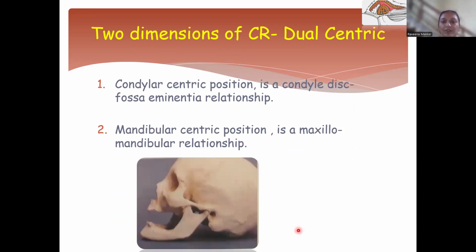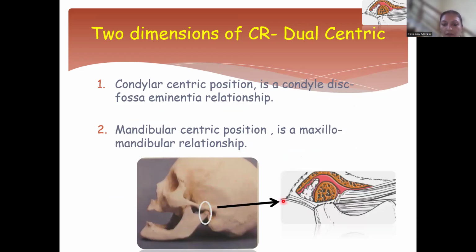Now, there are two dimensions of centric relation, also called dual centric. One is the condylar centric position, which is a condyle disc fossa eminentia relationship, and the mandibular centric position, which is a maxillomandibular relationship. This is the condyle disc fossa eminentia relationship. And this one is the mandibular centric position, which is just the maxillomandibular relationship.